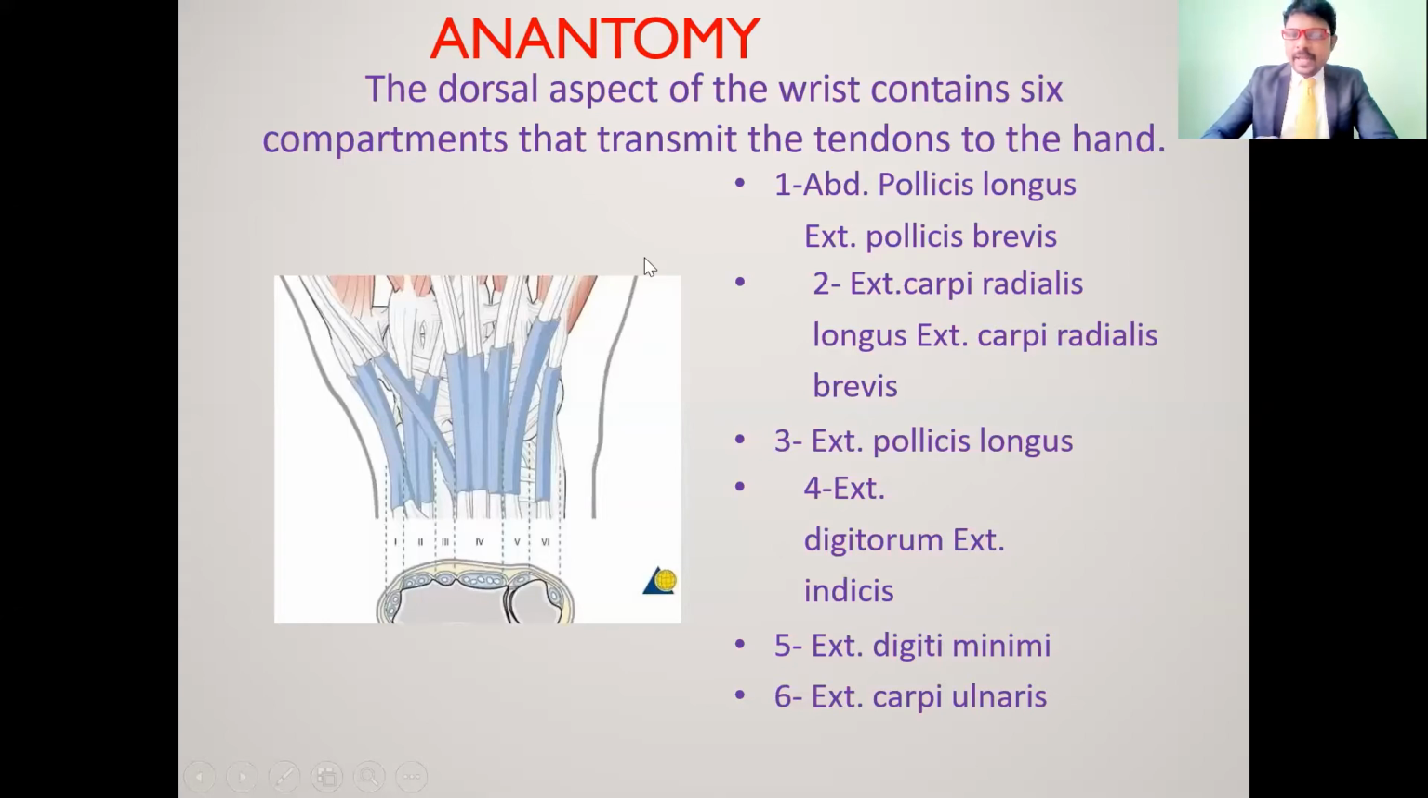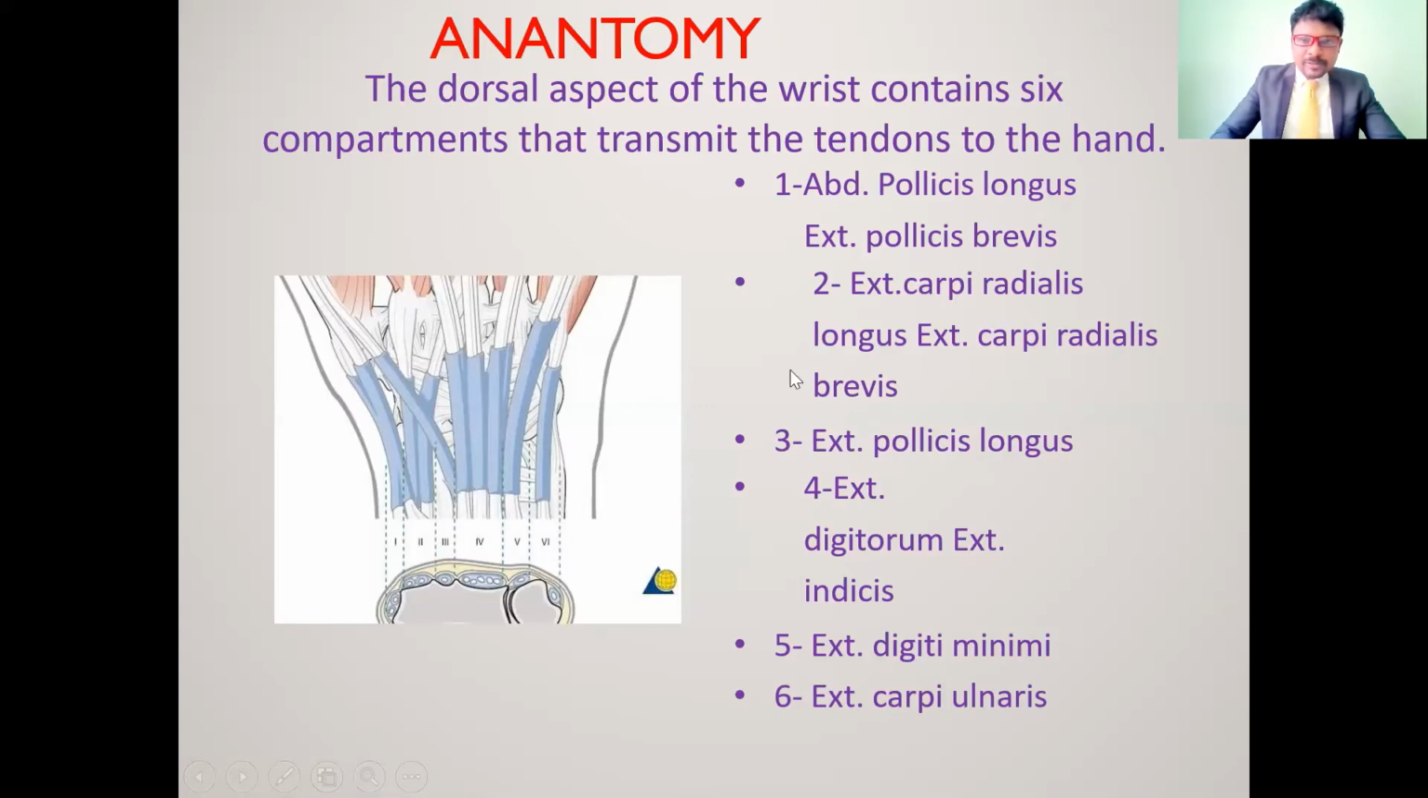Coming to the anatomy of the wrist joint, there are 6 compartments. According to physician surgeons, the first compartment is the one majorly involved. The compartments are related to the thumb and the index finger, then towards the middle finger, and the fourth towards the ring finger. Altogether there are 6 compartments.